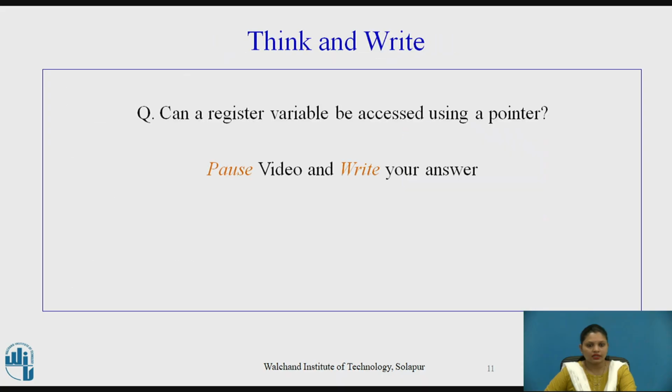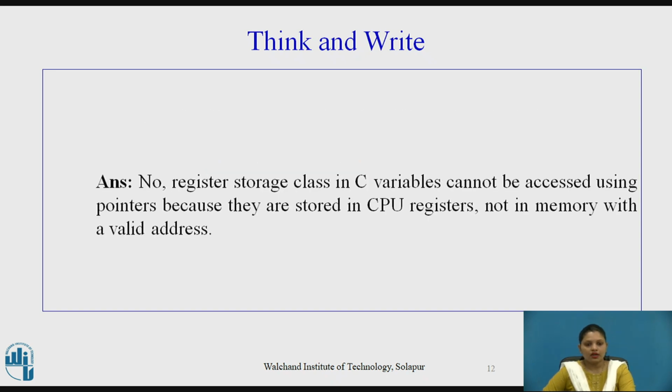Next, we will see a think and write question. The question is: can a register variable be accessed using a pointer? Pause the video and write your answer. The answer is no. A register storage class variable in C cannot be accessed using pointers because it is stored in a CPU register, not in memory with a valid address.